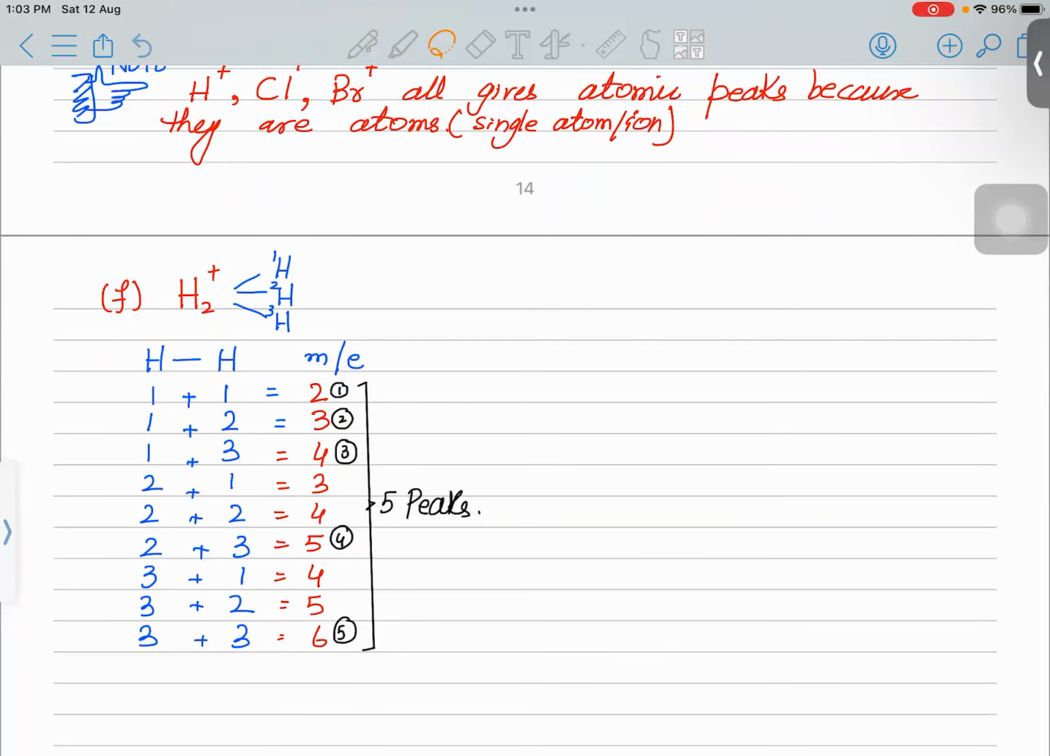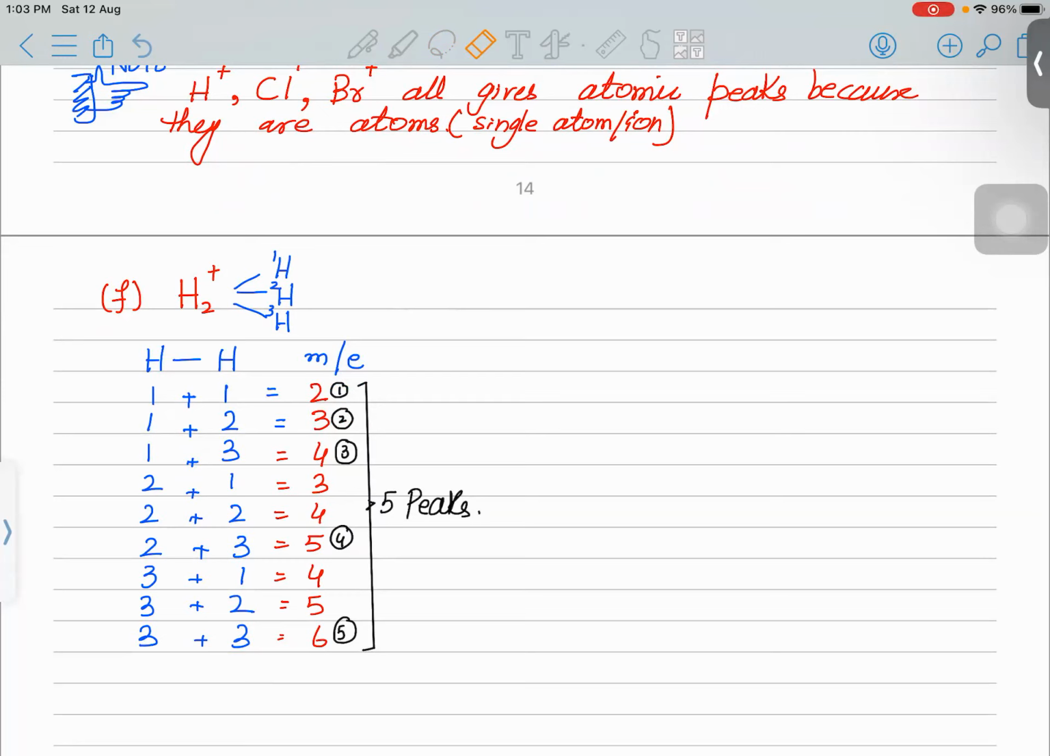Because you have 3 isotopes. So if H1 plus is bonded with H2, it means the total mass is 3.